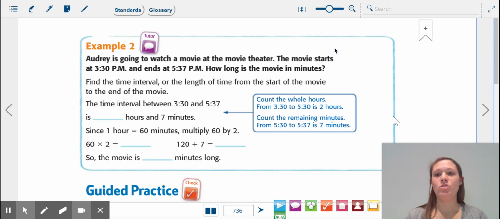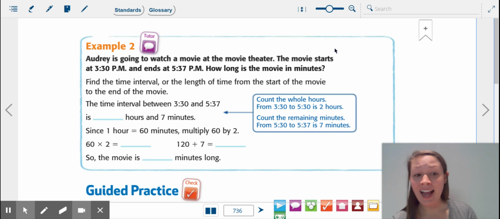Okie dokie. Example 2. Audrey's going to watch a movie at the movie theater. The movie starts at 3:30 p.m. and ends at 5:37 p.m. How long is the movie in minutes? So stop and think for a second. It wants it in minutes. It didn't say how many hours and minutes.